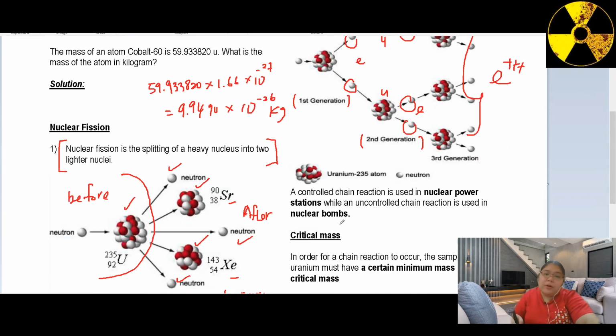So from here, the controlled chain reaction, we use in the power station. Power station means you can generate electricity. If uncontrolled, what do we need to do? Uncontrolled means it becomes a nuclear bomb. As a nuclear bomb, that means it's more dangerous already. So I show you the diagram for chain reaction.